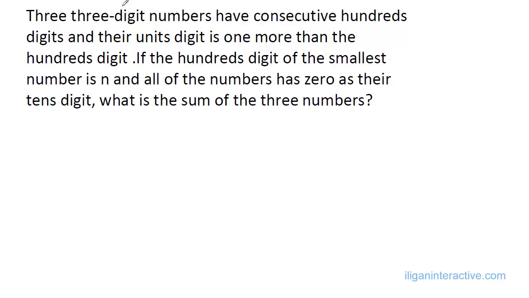The problem goes: three-digit numbers have consecutive hundreds digits and their units digit is one more than the hundreds digit. If the hundreds digit of the smallest number is n, and all of the numbers have 0 as their tens digit, what is the sum of the three numbers? Okay, so let's write here the three numbers: the first, the second, and the third three-digit number.